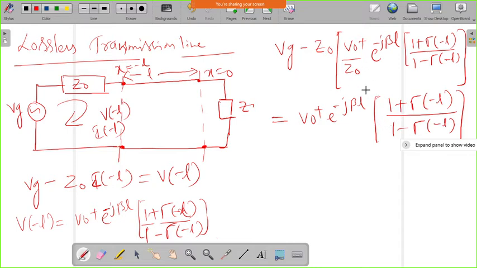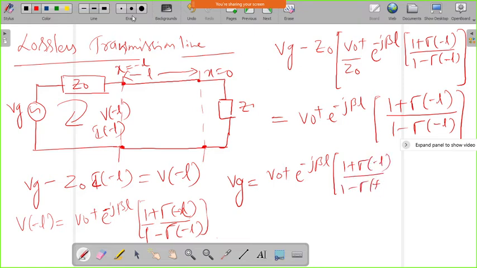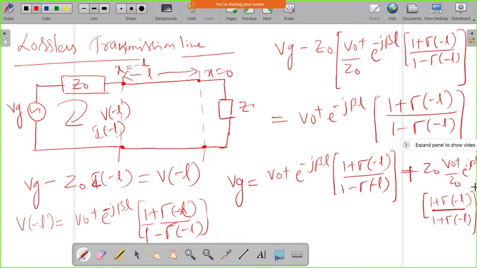Now you can see, we can send this to this side. In the right side you are going to get the value of Vg, which is equal to this plus this, that is V0 plus into e power minus j beta L into 1 plus gamma of minus L divided by 1 minus gamma of minus L, plus this term, that is Z0 into V0 plus by Z0 into e power minus j beta L into 1 plus gamma of minus L divided by 1 plus gamma of minus L. So these are the two terms.